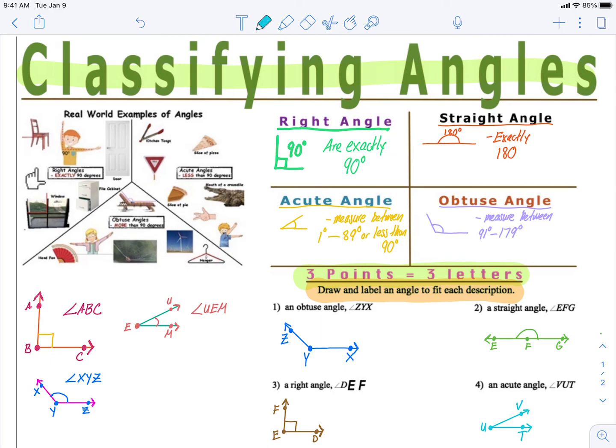And there, kiddos, are my notes for classifying angles, right? Make sure that you either pause or you rewind for understanding, okay? But this is the basis of angles that we're going to cover in this unit.